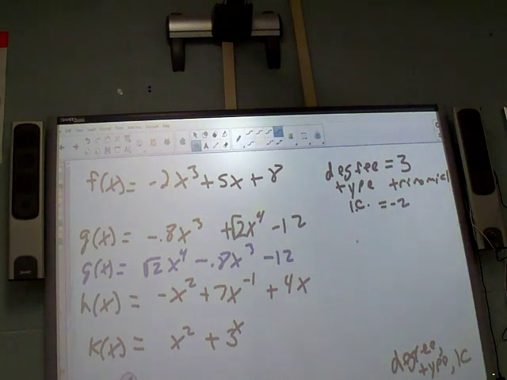So there's my standard form. Yes, let's get our degree. What's our degree? Highest power is 4. And then Garrett got my type. It's 3 terms, so trinomial.